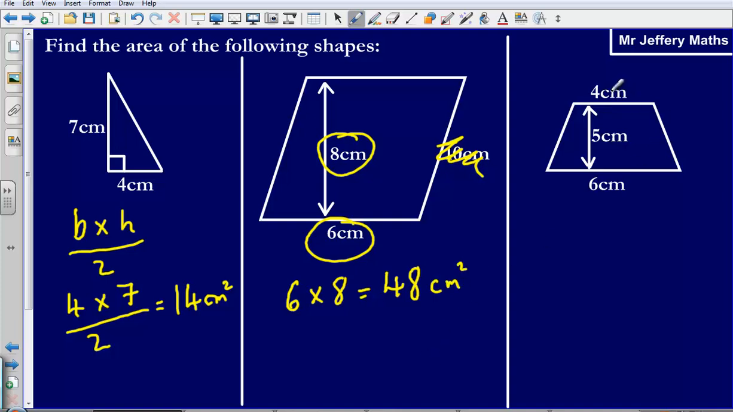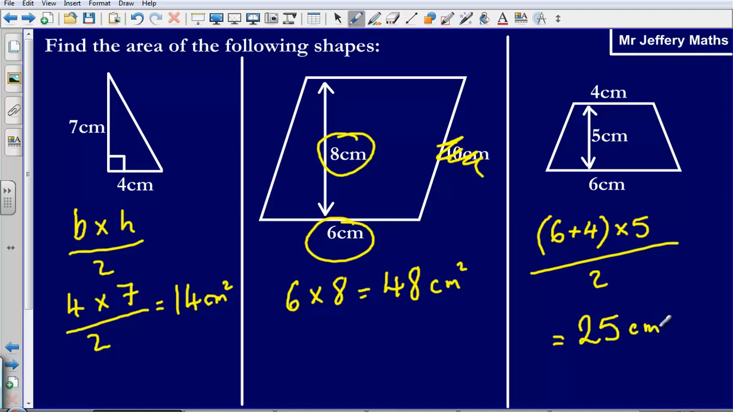Next one, we've got a trapezium. So for our trapezium, we add the two parallel sides together, so 6 plus 4. Then we multiply that by the height, which is 5, and then we half it, so we divide it by 2. So we're doing 6 plus 4, which is 10, times by 5, that's going to give us 50, divided by 2, that's going to give us 25, and that is centimetres squared.